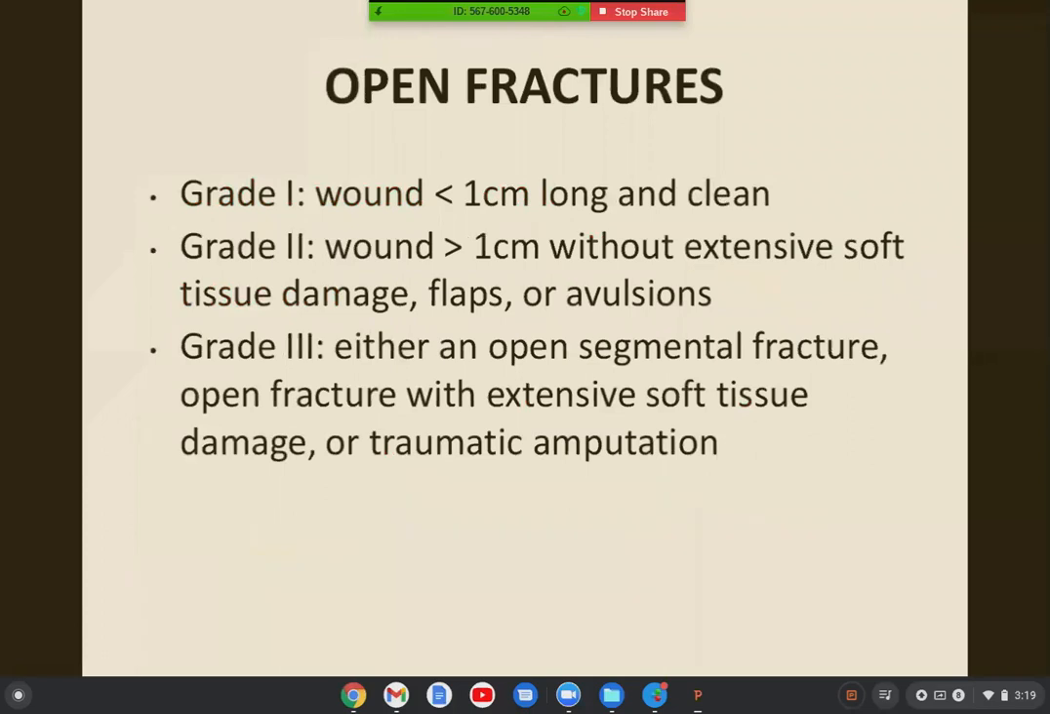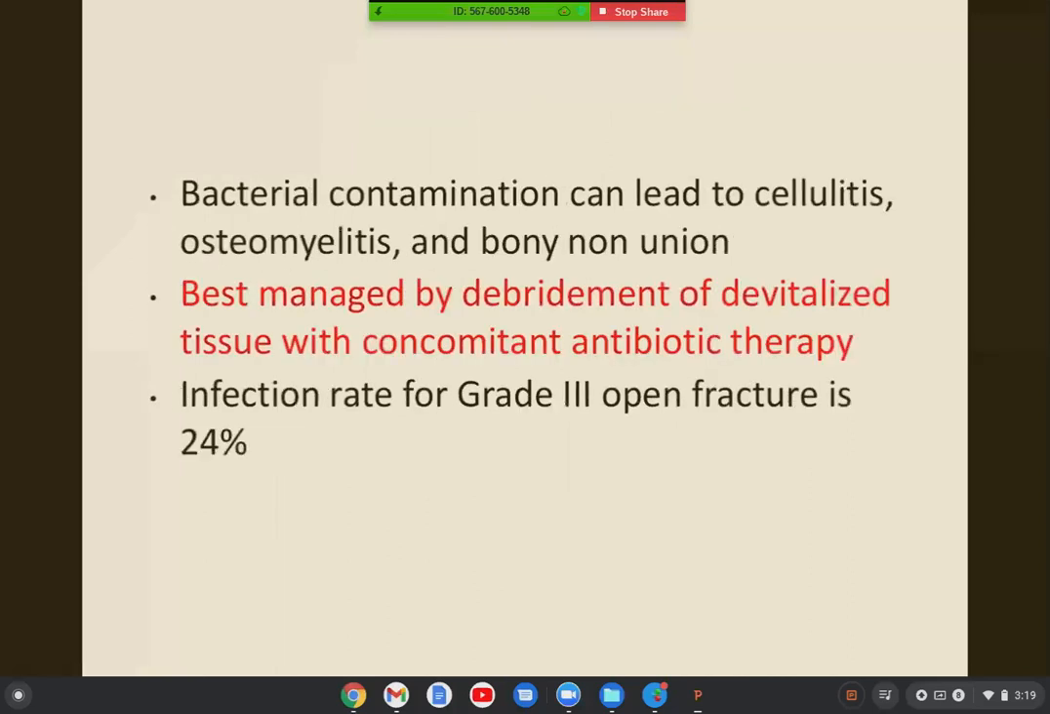Open fractures are categorized as grade 1, with a wound less than 1 centimeter long and clean; grade 2, with a wound more than 1 centimeter without extensive soft tissue damage; and grade 3, with open segmental fractures, open fractures with extensive soft tissue damage, or traumatic amputations. Bacterial contamination can lead to cellulitis, osteomyelitis, and bony non-union. It is best managed by debridement of devitalized tissue with concomitant antibiotic therapy. The infection rate of grade 3 open fracture is around 24%.